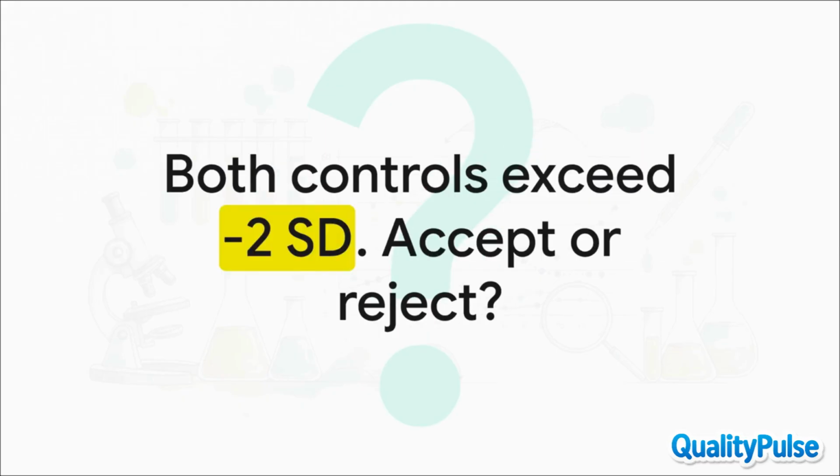Now for scenario 2. You test 2 different control levels in the same run. Level 1 is at minus 2.2 SD, and level 2 is at minus 2.4 SD. Accept or reject. Look really closely at the pattern. We have 2 consecutive QC results in the same run, and both are greater than 2 SD on the negative side of the mean. That is a glaring violation of the 2-2S rule across your controls. It indicates a systematic error affecting your whole analytical curve, so you must reject the run. Absolutely no patient results can go out.